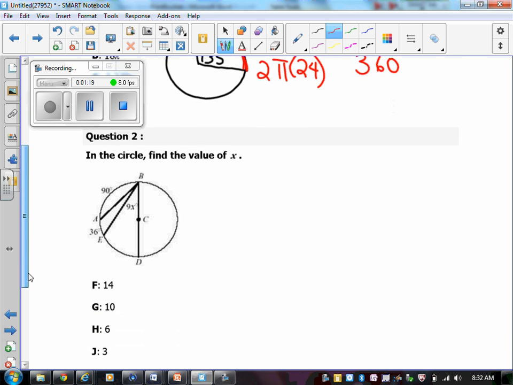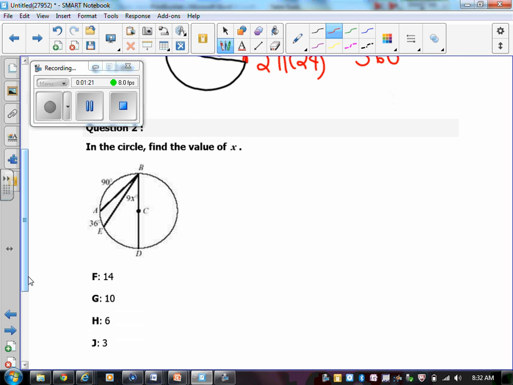For number two, in the circle, find the value of x given this number. They gave you 9x here, which is an inscribed angle, and they gave you this arc from here to here is a 90-degree angle, and from here to here is 36. Also, this is the diameter of the circle. So you know that half a circle equals 180 degrees, and you already know what the arc is from here to here, which is 90 plus 36.